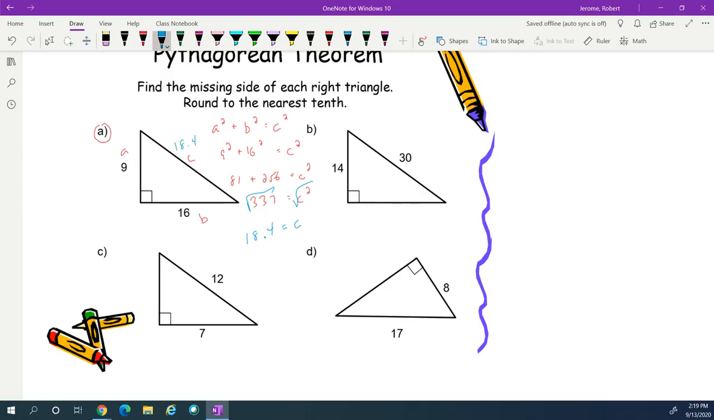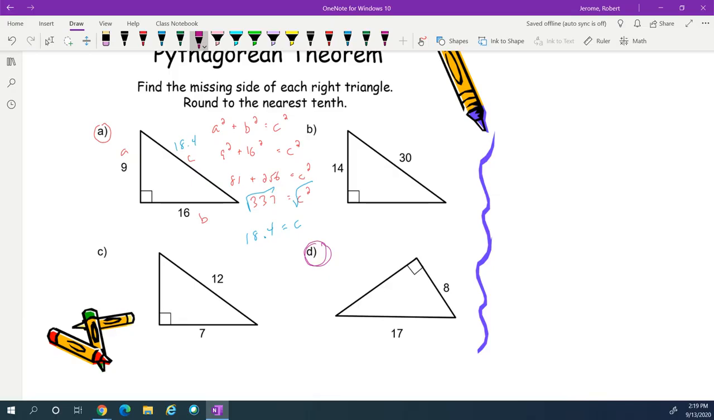C, or the hypotenuse, must be the longest side. So I already knew it had to be a number bigger than 16. If I don't get the largest number for the hypotenuse, well, then I made a mistake, and I have to fix that mistake. Let's take a look at another one, and let's look at D.